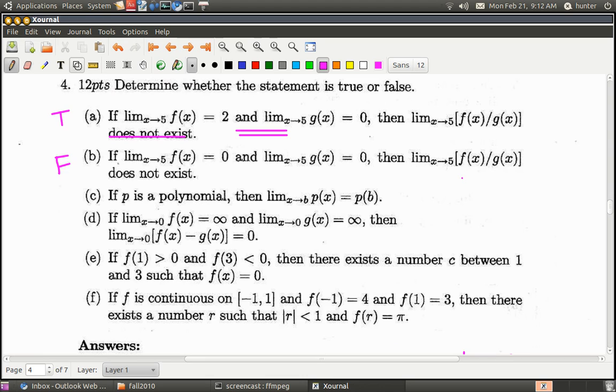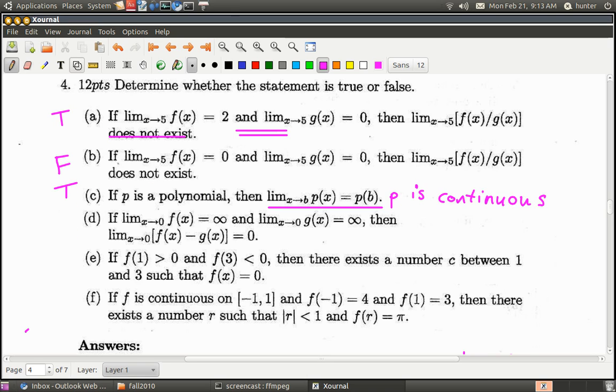Okay, and so let's go on to C. So what do you think about C? It says if p is a polynomial, then the limit as x goes to b of p of x equals p of b. Now I think if we were in class, everybody would be shouting that yes, this is true, because what this is saying is that p is continuous. Remember the definition of continuity? So this says that p is continuous, and all polynomials are indeed continuous. Okay, so this would be true.